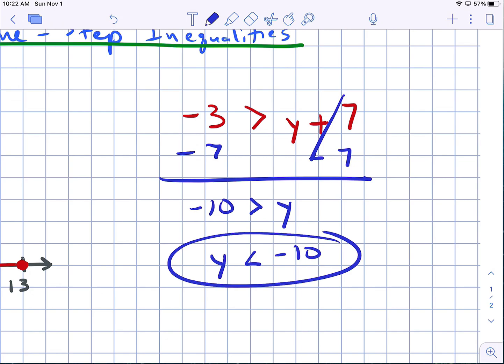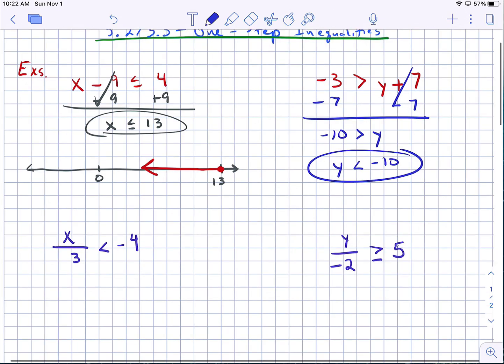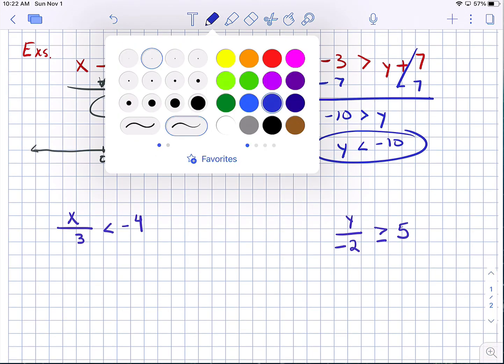When it's sitting like this, that gives me a much better idea of what the graph should look like, where the arrow should be pointing, because my variable is first. Okay? So if you want to do that, or if you feel like you need to do that like I do, just make sure you flip the symbol around too when you flip those around. Okay, let's keep going here.